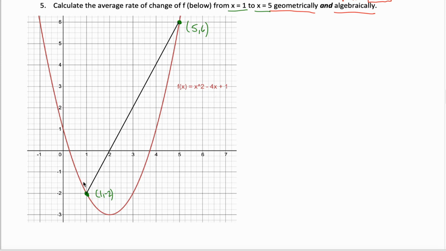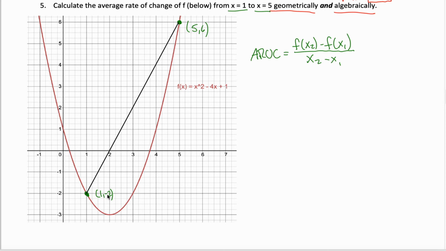You can do this two ways. You can just visually figure out the slope. It looks like it goes up 2 units every time it goes right 1 unit, therefore the slope must be equal to 2. Or you can calculate the slope using the average rate of change formula, where we take the difference in the two outputs, the two y-coordinates, f of x2 and f of x1, and divide that by the difference in the two x-coordinates, x2 and x1.